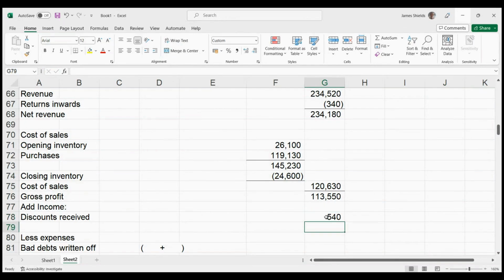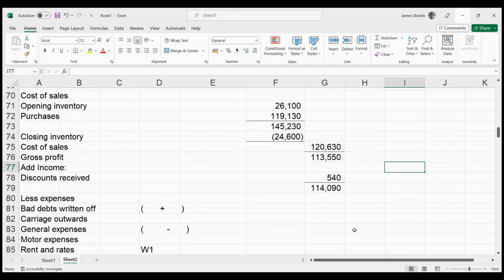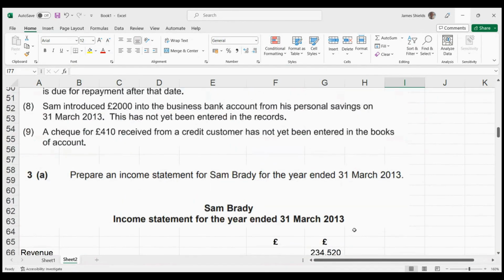You add it onto your gross profit, and we get a total which has no name. So it's basically your gross profit plus other income, which is £114,090. Right, now less expenses.